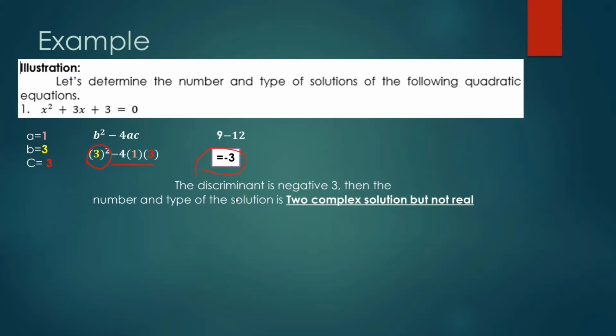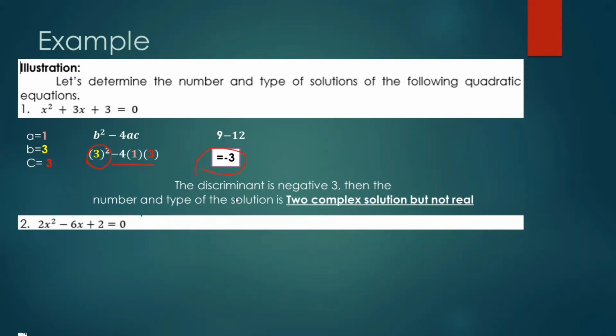So now let's move to another example. So we have 2x squared minus 6x plus 2 is equal to 0. So again, before identifying the real numbers, let's check if the equation is in standard form. If not, please transform it into standard form. But then, here in our equation, it is already in standard form. Therefore, we need to identify the real numbers a, b, and c. So, real number a is positive 2, real number b is negative 6, and real number c is positive 2.